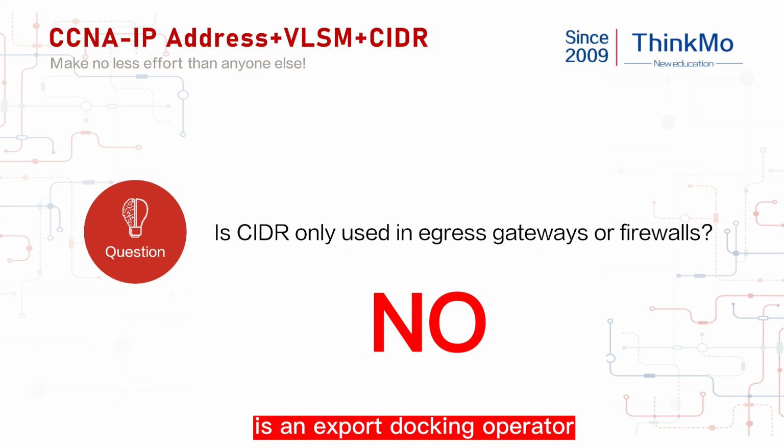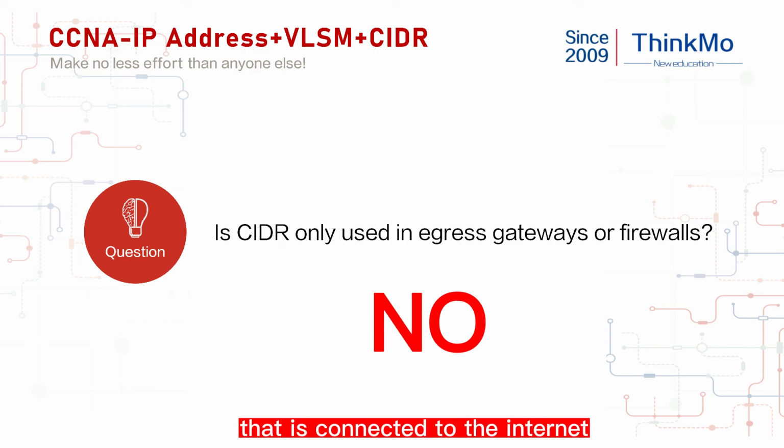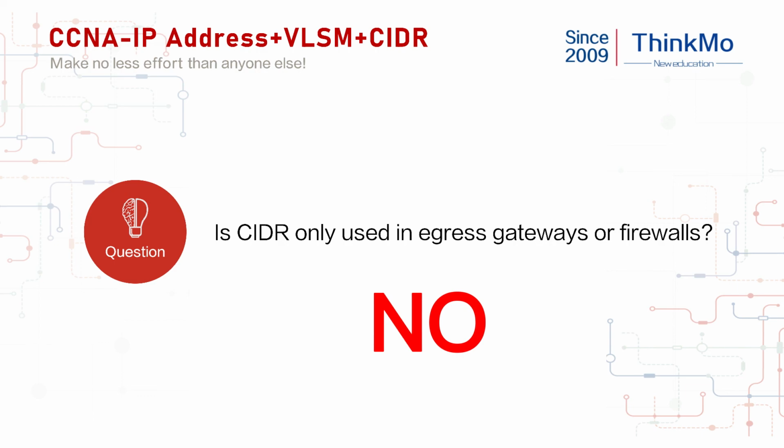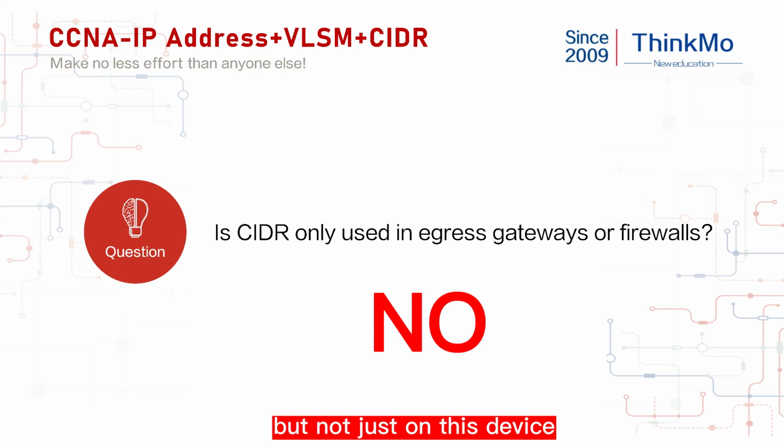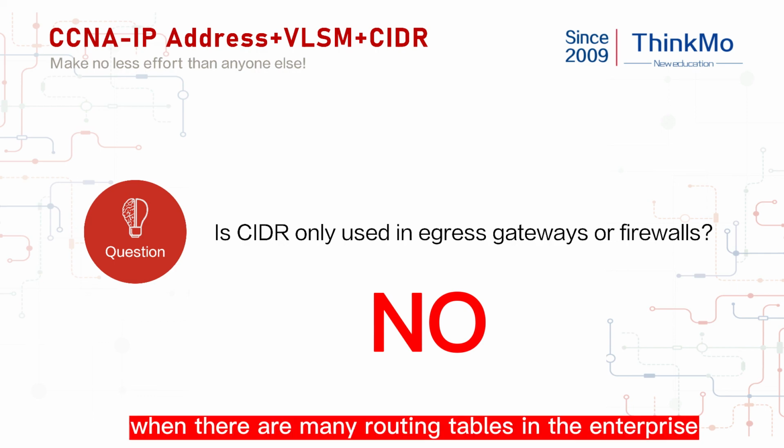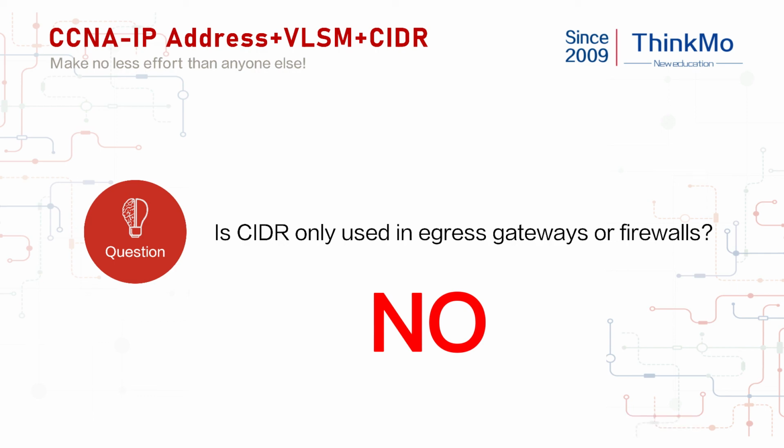An egress docking with an operator, that is connected to the internet, is one scene, but it's not just on this device. When there are many routing tables in the enterprise, we will also use CIDR. It's just the best scene.